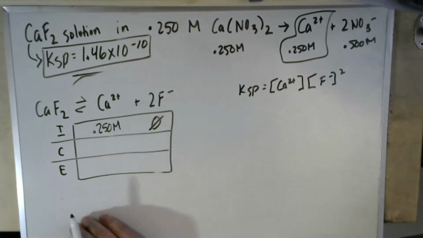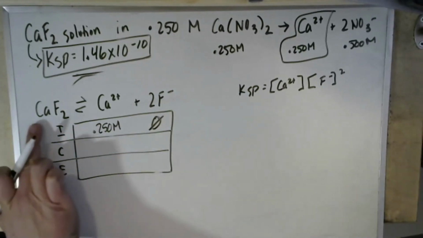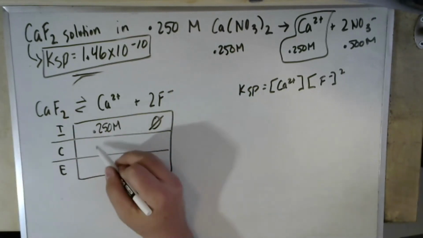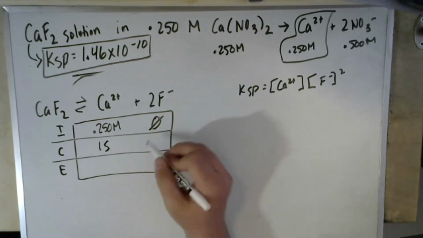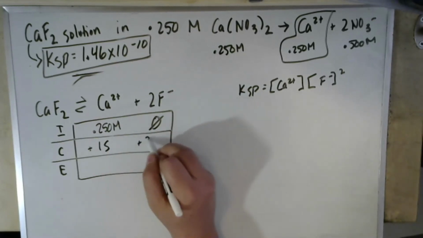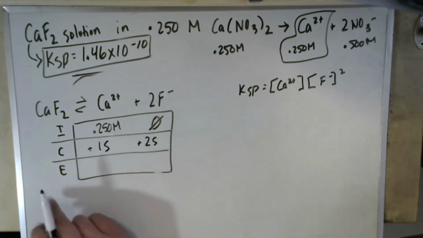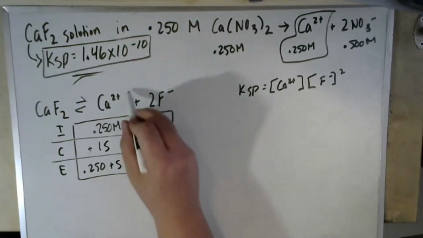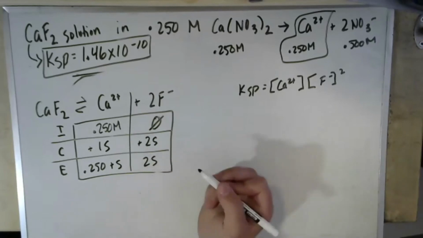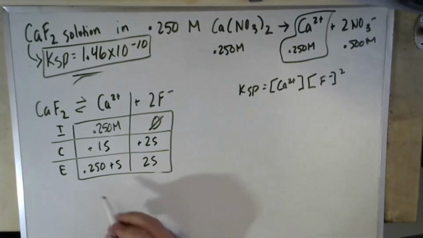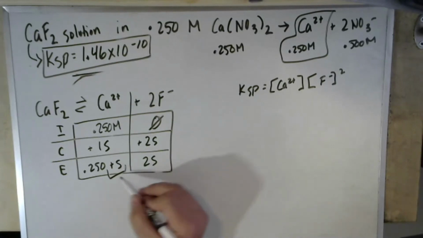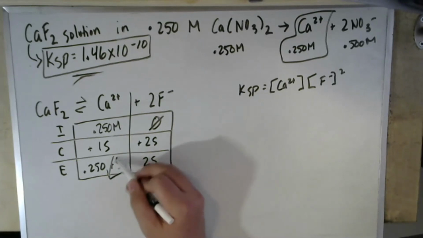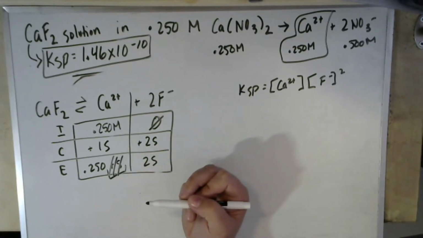For our change row, we're going to look at what happens specifically when the CaF2 that we're focused on dissolves. When that dissolves, we're going to have 1s worth of calcium ion form and 2s worth of fluoride ion. So then in our E row, we're going to have 0.250 plus S, and we're going to have 2s for our fluoride. Again, we're going to assume that this S that we're adding onto the 0.250 is so small that it's not going to affect our calculation. So we're going to get rid of it.